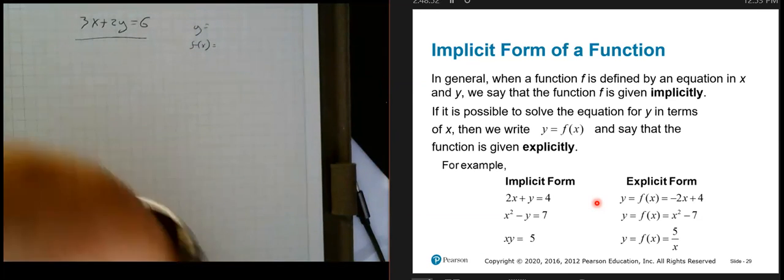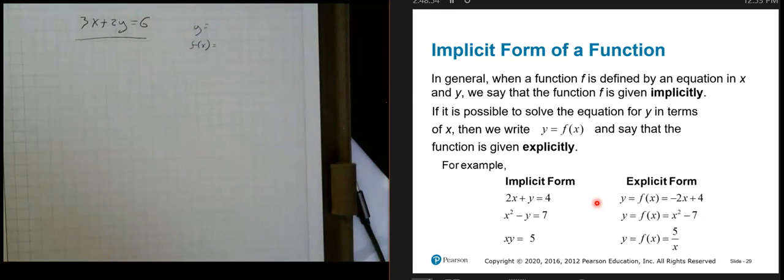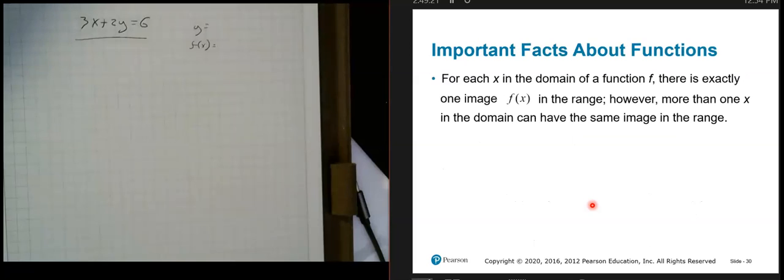Okay, the implicit form is where usually x and y are on the same side of the equal sign. Explicit form is where it's y equals some function of x. And so these are 3 examples of that. Okay. And to get it in the form of y, you just simply solve for y.